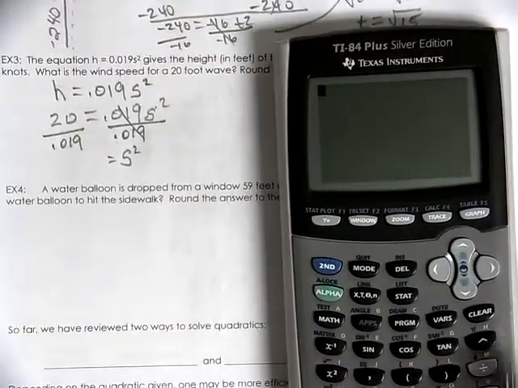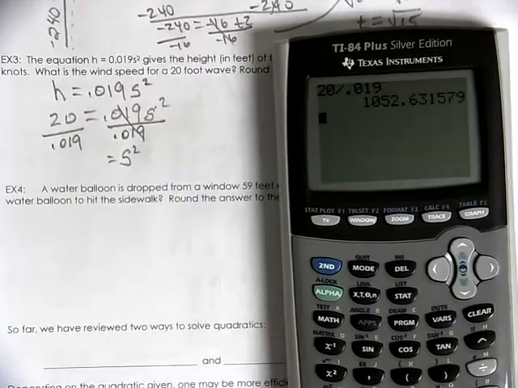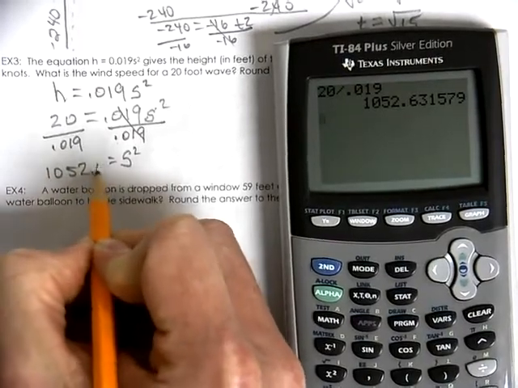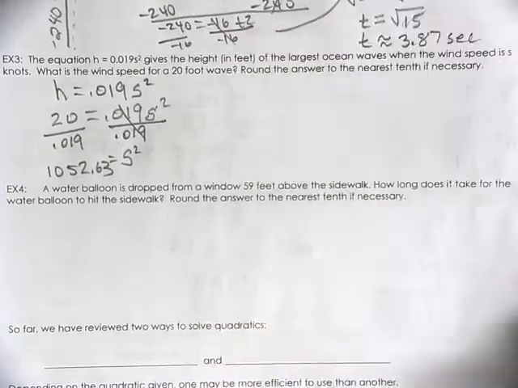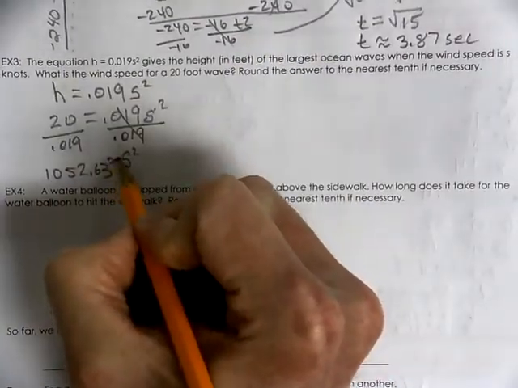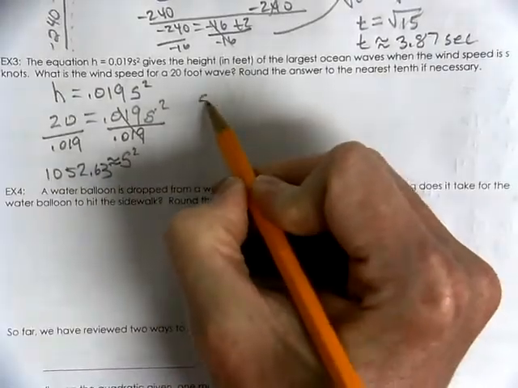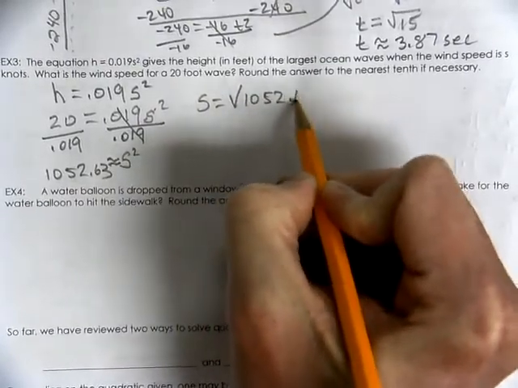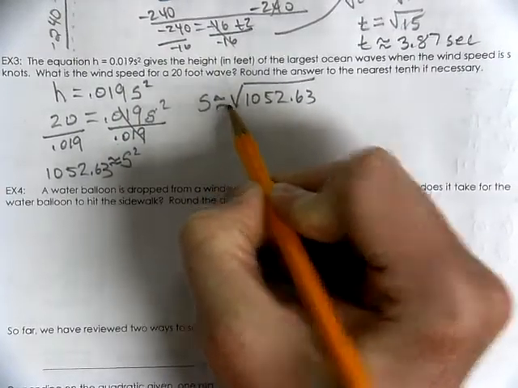And when we do that, we have 20 divided by 0.019. That gives us 1,052.63. That's an approximate value, so you can use an approximate sign here on your equal sign if you wish. So we need to take the square root of that, 1,052.63. That's still an approximate type answer.